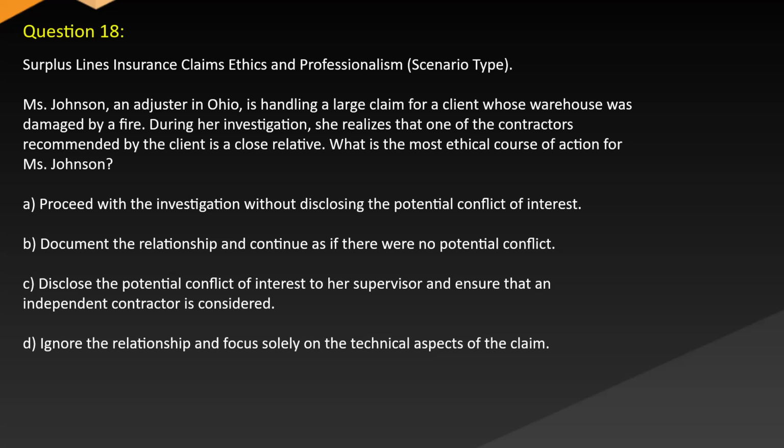A. Proceed with the investigation without disclosing the potential conflict of interest. B. Document the relationship and continue as if there were no potential conflict. C. Disclose the potential conflict of interest to her supervisor and ensure that an independent contractor is considered. D. Ignore the relationship and focus solely on the technical aspects of the claim.